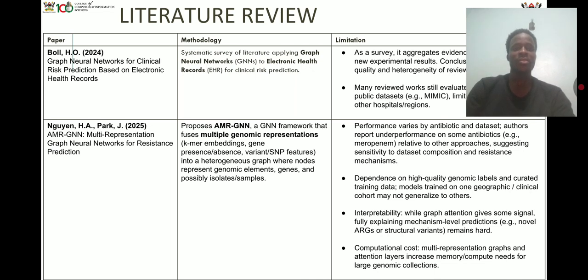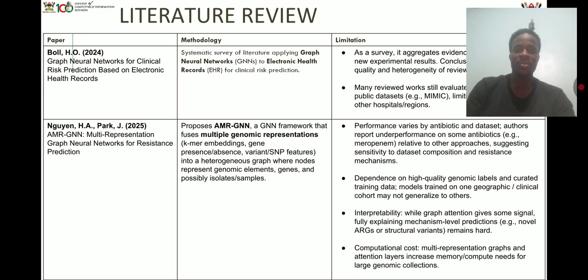On the next slide, I'm going to talk about the literature review, which has the papers that we reviewed. One of the papers is Graph Neural Networks for Clinical Risk Prediction Based on Electronic Health Records. The reason we reviewed this paper is that it has graph neural networks and electronic health records, which are exactly some of the things that we are using in our project.